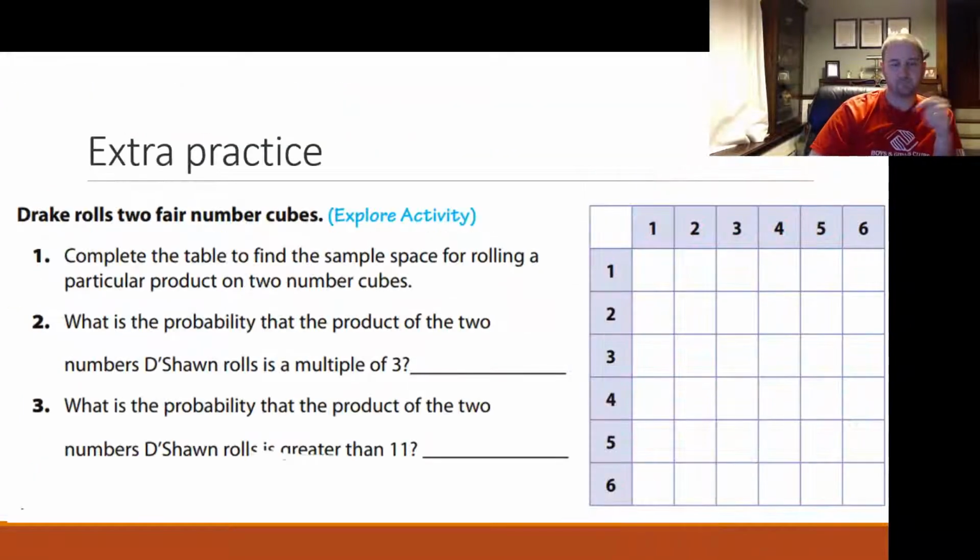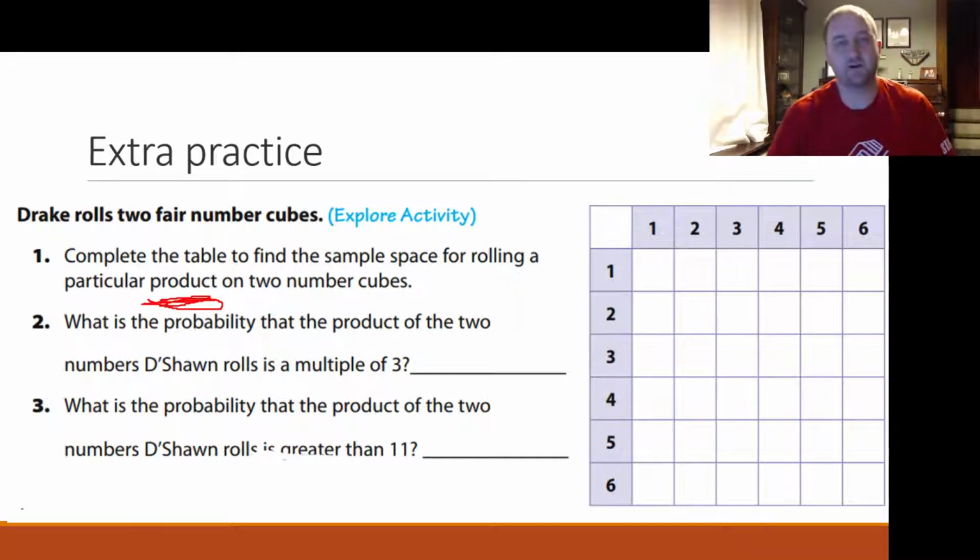Okay. All right, so here we have Drake rolls again. He's got 2 fair number cubes. He's rolling 2 dice. This says now complete the table to find the sample space for rolling a particular product on 2 number cubes. So on the last one we did sums. On this one we're going to do products. Okay, so first we want to multiply. Product is multiplication, so we're going to do 1 times 1 first.